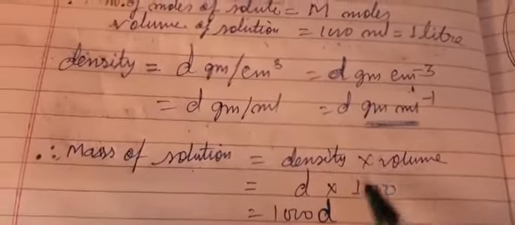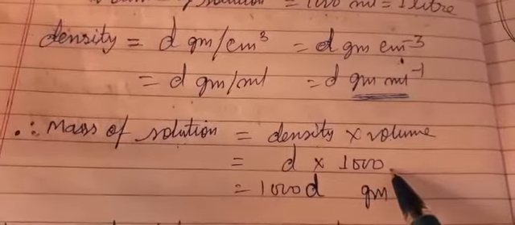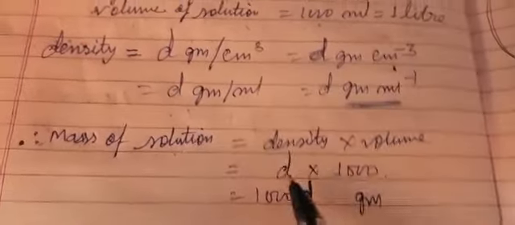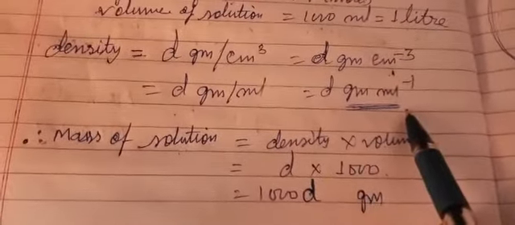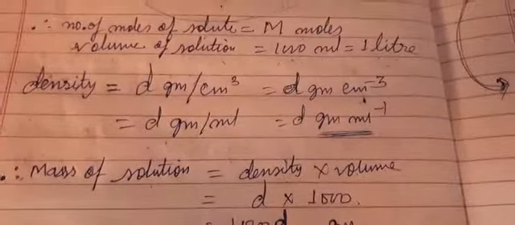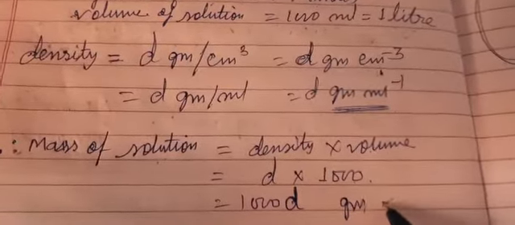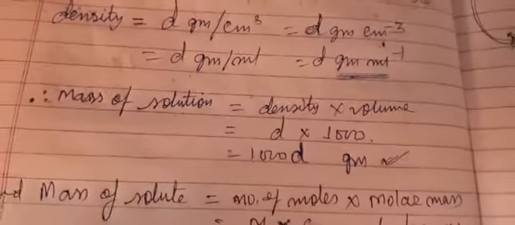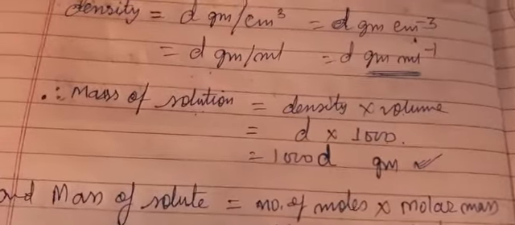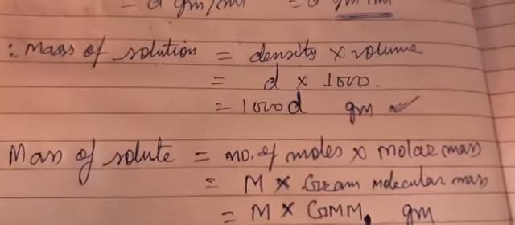We have been given density d gram per ml, and the volume is 1000 ml. So ml gets cancelled, and you will get 1000 d gram. This is the mass of the solution. Clear? So now we have got the mass of the solution, because we have to find out the molarity and molality.